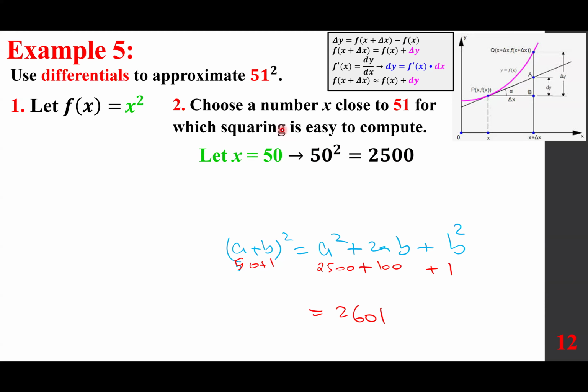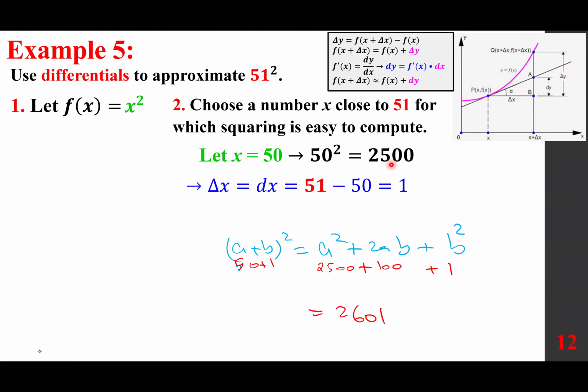So what is the difference? The difference is positive 1. So delta x or dx is 51 minus 50 equals 1. Which means we may not know what's 51 squared, but because this is positive, it has to be larger than 2,500.